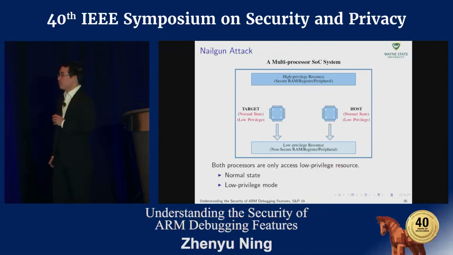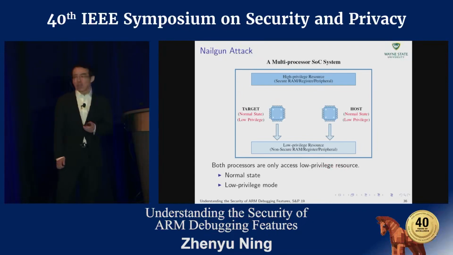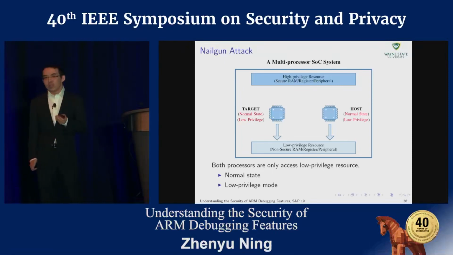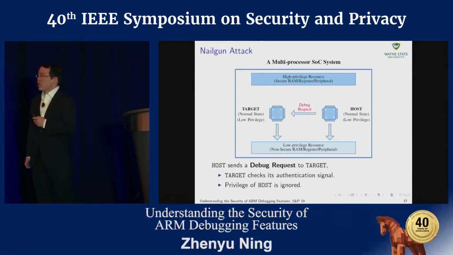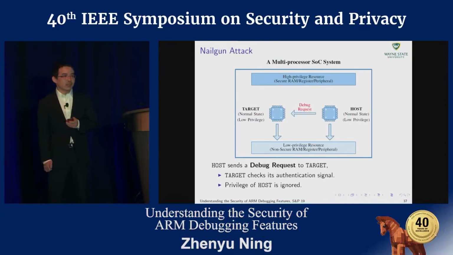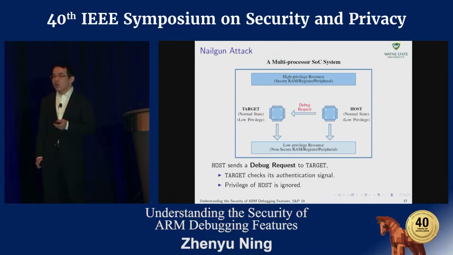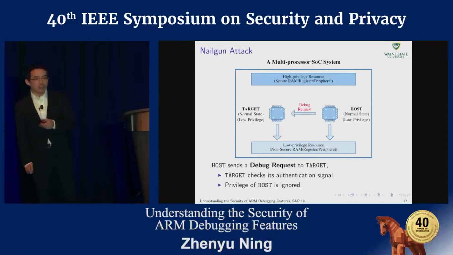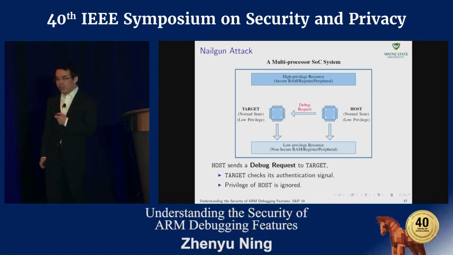At the very beginning, we will assume that the host and the target are both running in the normal state, low privilege mode. Since they are running in the low privilege mode, they can only access the low privilege resource. Then, we can ask the host to send the debug request to the target. Once the debug target receives this debug request, the target will check its own debug authentication signal. And the privilege of the debug host will be ignored.